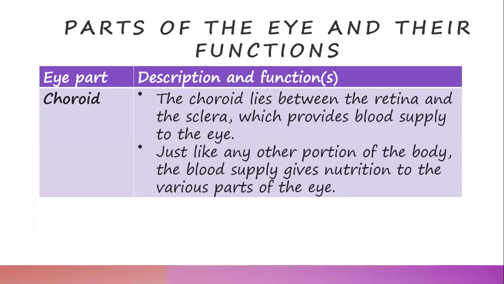The other part, the choroid, lies between the retina and the sclera, and provides the blood supply to the eye. Just like any other portion of the body, the blood supply gives nutrition to the various parts of the eye, which makes the eye work properly and stay healthy.